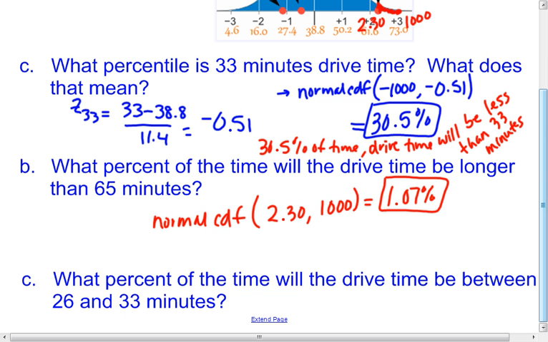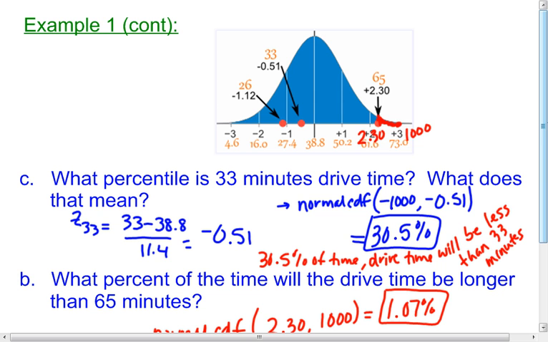Then the last part: what percent of the drive time will be between 26 and 33 minutes? So this time I'm going to go up here. Again, I'm going to erase this so that I'm not messing anybody up. Between 26 and 33 minutes. That means I want to find the area under this normal model that fits anywhere between 26 and 33 minutes. Again, you must use z-score.